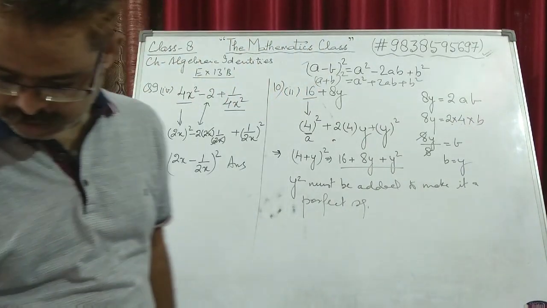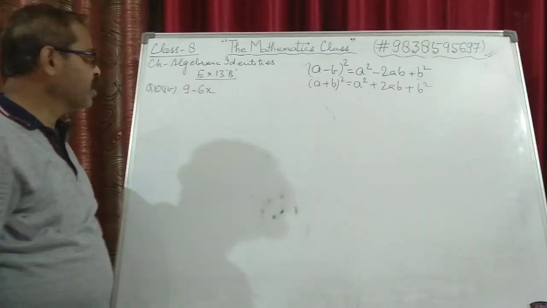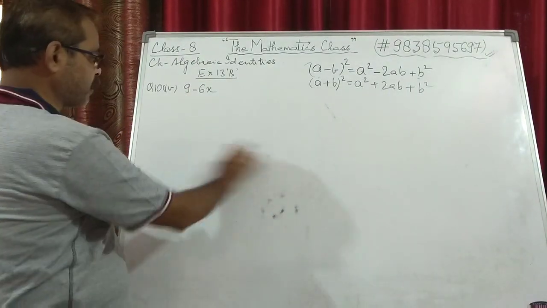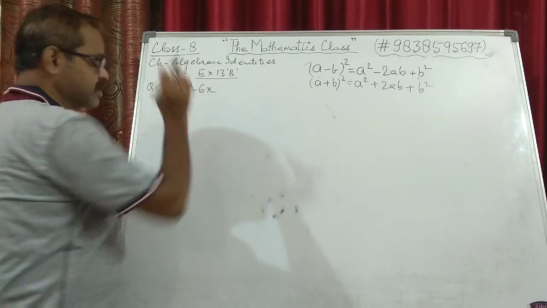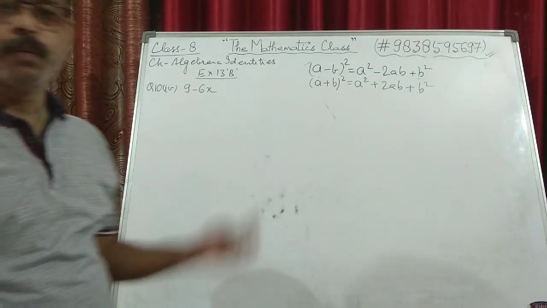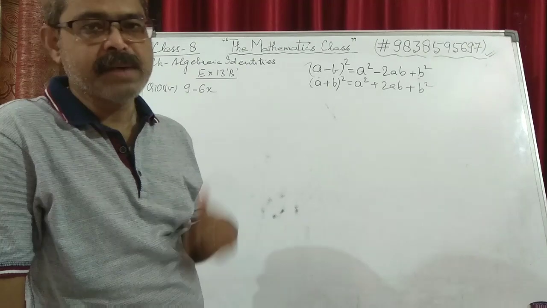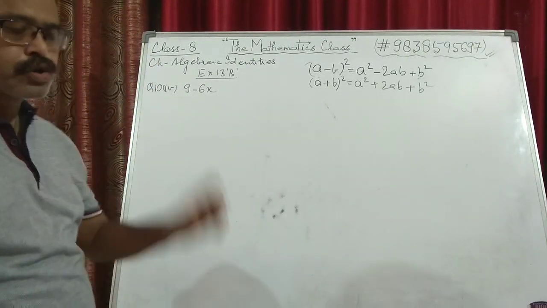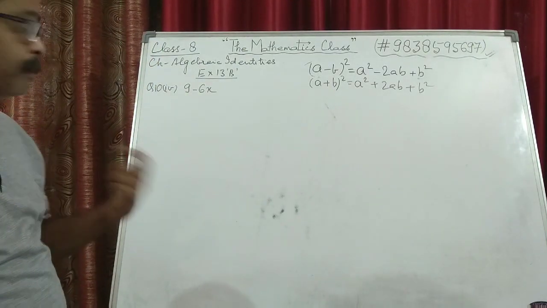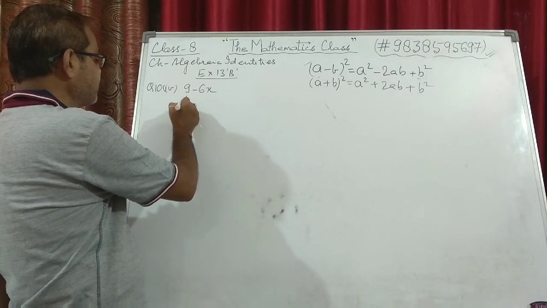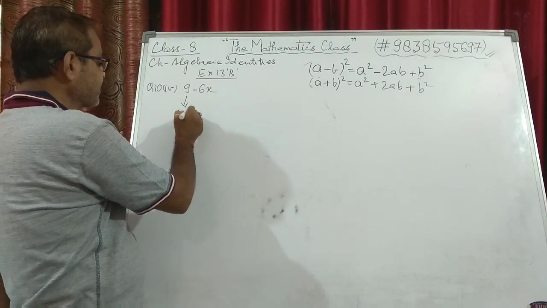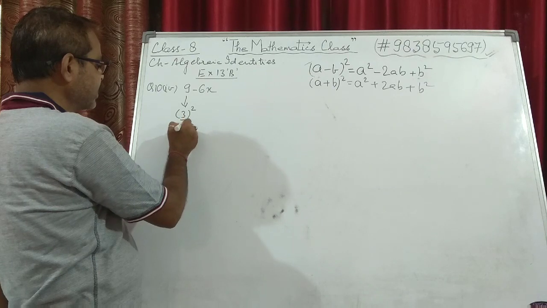Let's take 10th question, fourth part. The question is what should be added to 9 minus 6x to make it a perfect square. So we will first find out what numbers are given. 9 can be written as 3 square, so 3 can be considered as a.